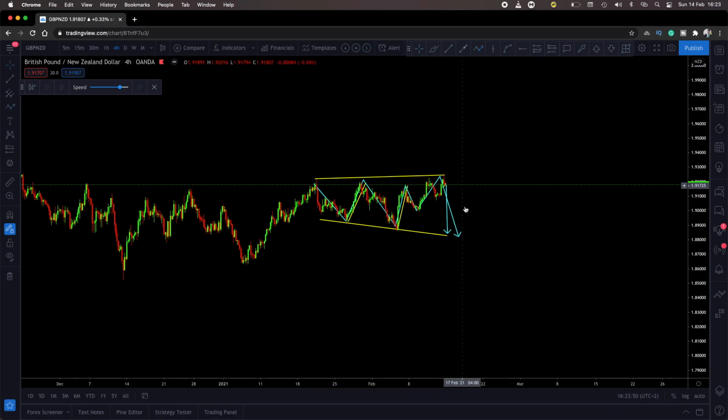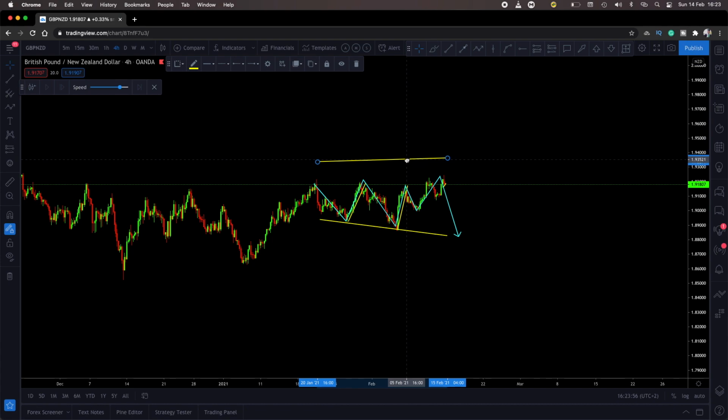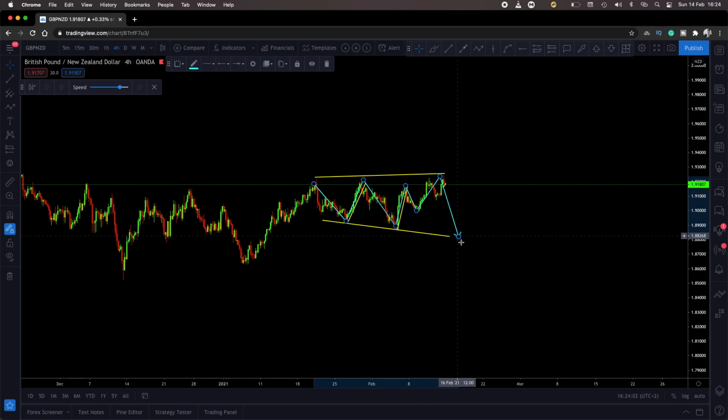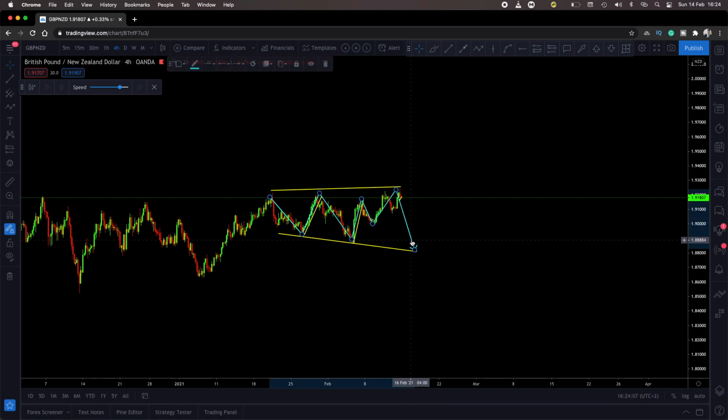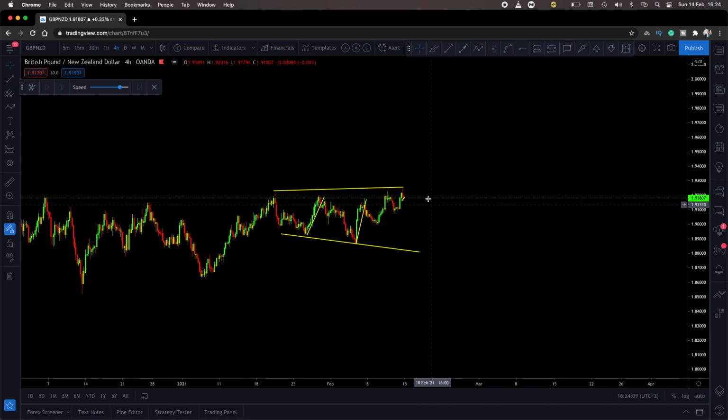From what you see, from what happened previously, it pushed up, it bounced on this trend line, it bounced on this line, it bounced on this line. So what are the chances of it to drop from this level to this trend line? I'll say the chances are very high.